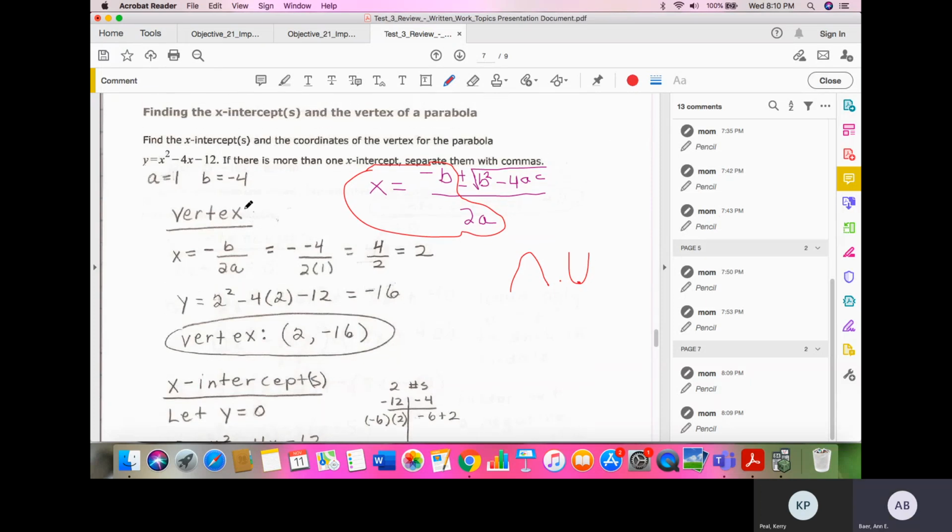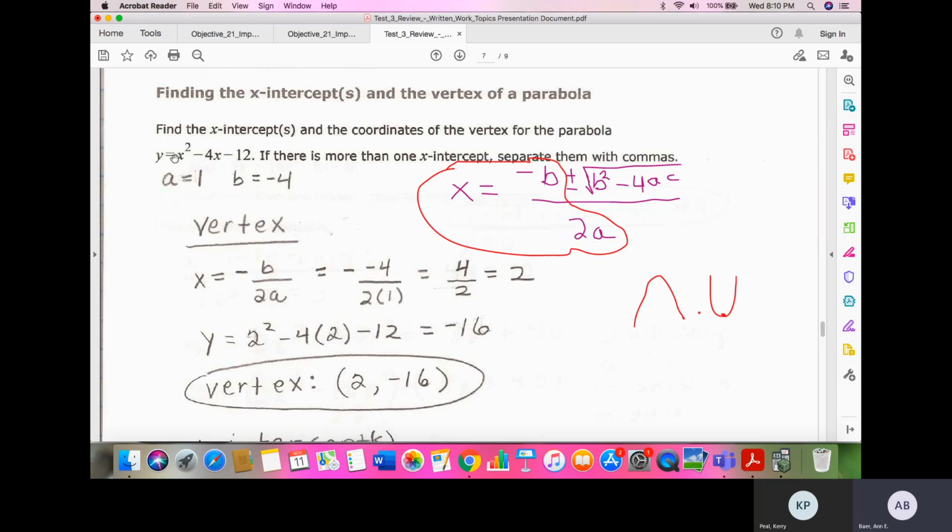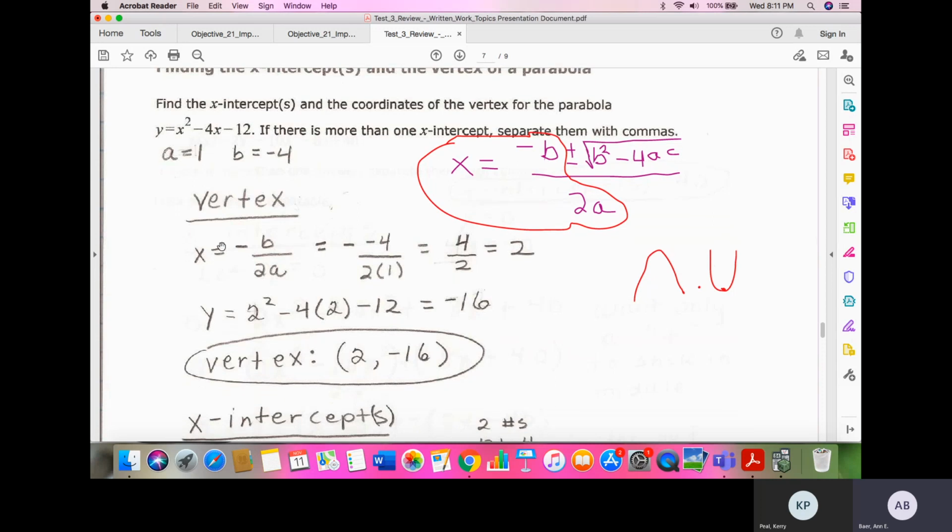So let's figure out, since we need to find the vertex and that involves the variables b and a, let's find a and b. Our equation's written in descending power order. So our a is the coefficient of the first term here, which is an understood 1. Our b is the coefficient of the second term here, which is negative 4. So our vertex is x equals negative b over 2a. We can see that from the quadratic formula.